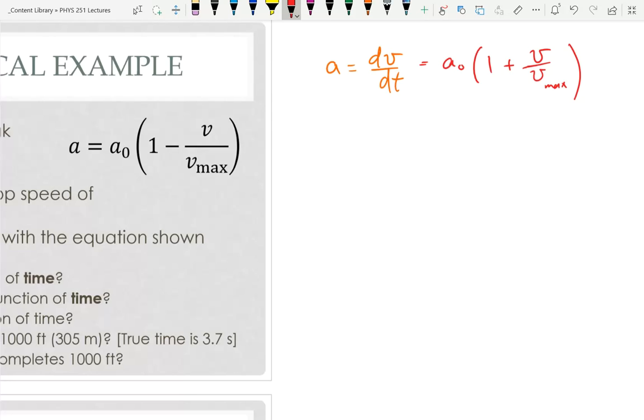V max is the maximum speed the dragster can reach. Okay, so you said we integrate. What do we need to do before we integrate? Do we need to plug in what we know? So like we plug in the initial acceleration and the maximum velocity, or no? No, we'll wait till the end because otherwise I'll have to do a lot more writing.